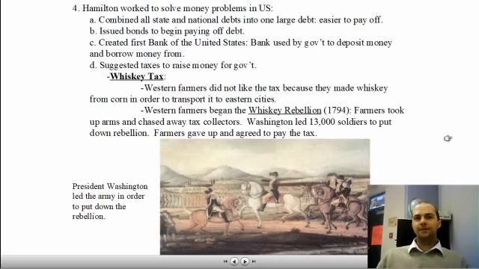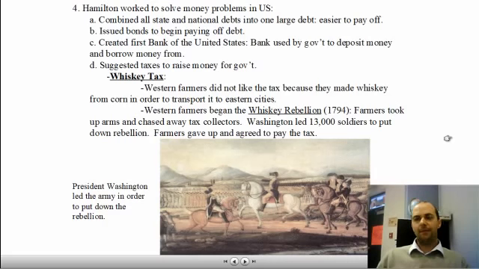Hamilton also issued bonds to begin paying off debt. Bonds were kind of like printing credit for the country so that they could pay off the debt. Individuals could buy these bonds, and it's kind of like people giving a loan to the government, and he used that loan money to pay off debt. He also created the first Bank of the United States, and it was the bank used by the government to deposit money and to borrow money from.